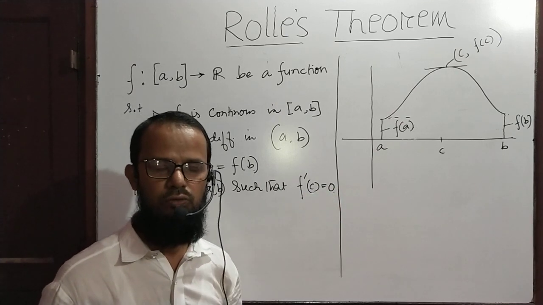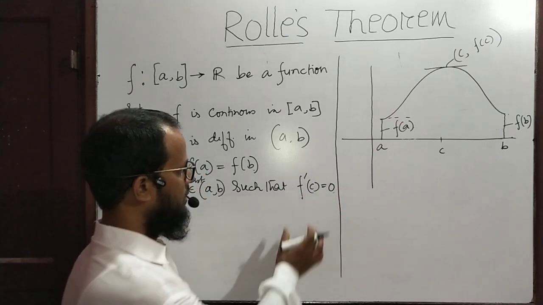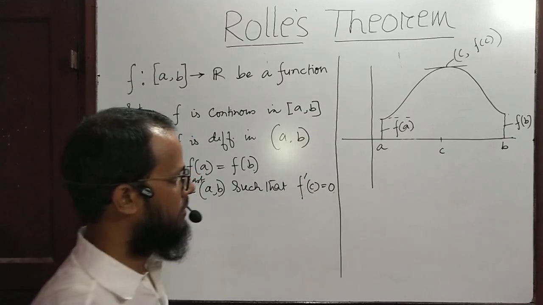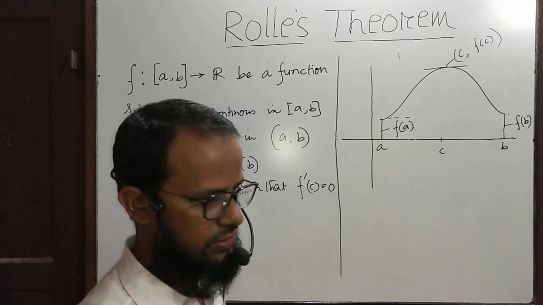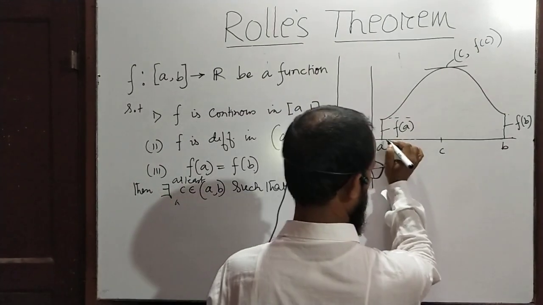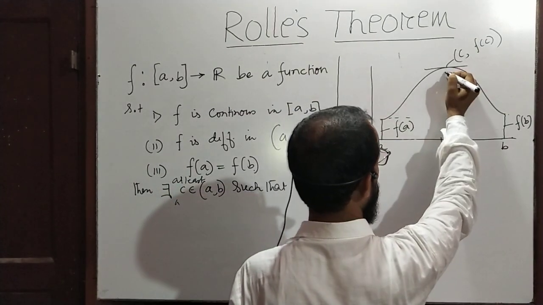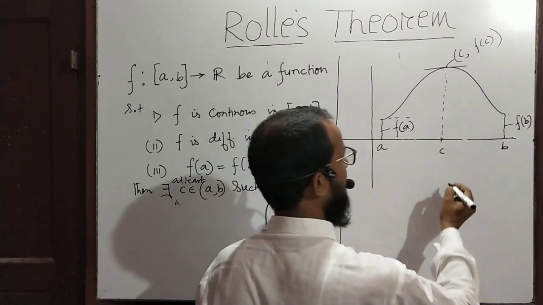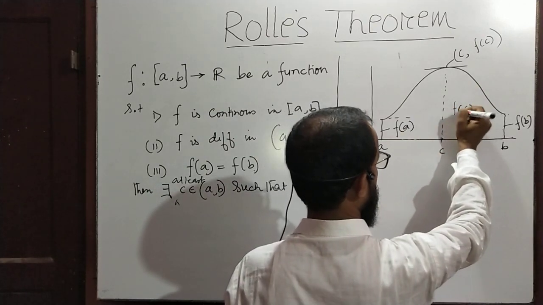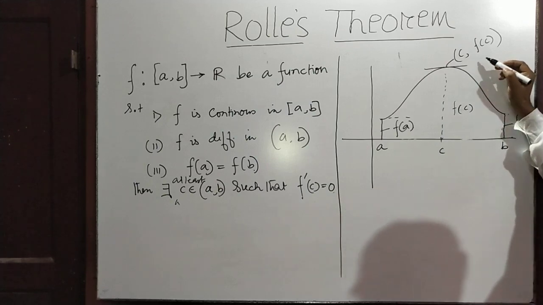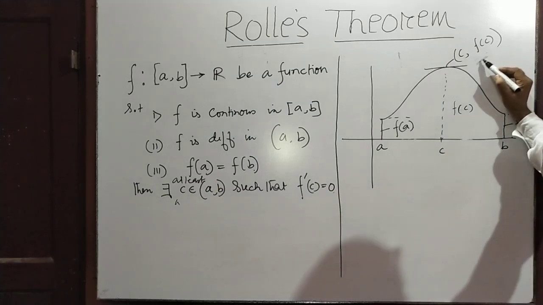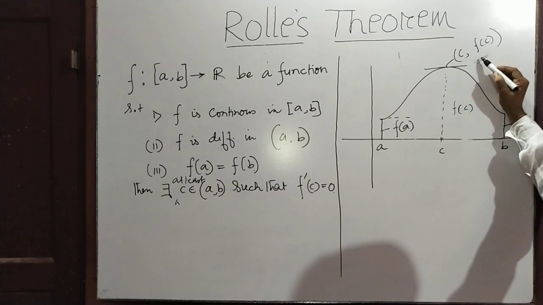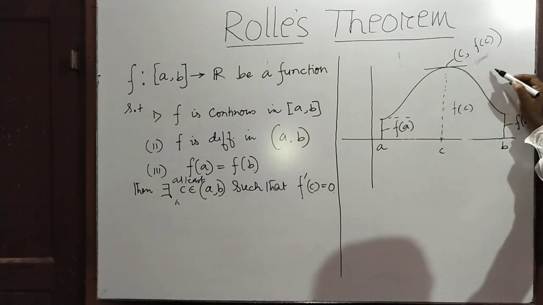So from here you can conclude that at the point c, the tangent is parallel to the x-axis. For x equal to c, there will be a y coordinate, called f(c), and finally you get the point. This is the point on the curve where the tangent is parallel to the x-axis.